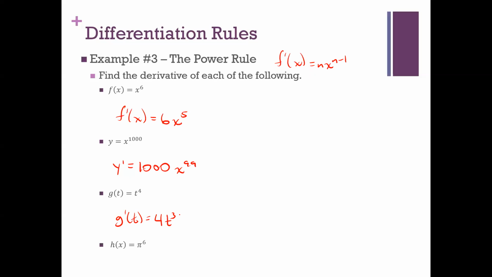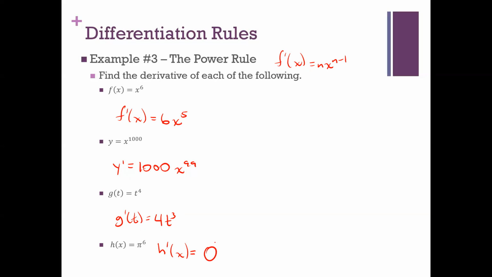How about h of x equals pi to the sixth? Six pi to the fifth. Not this time. Go ahead. Zero. Why is it zero? This is a constant. Pi is not a variable, just a number.